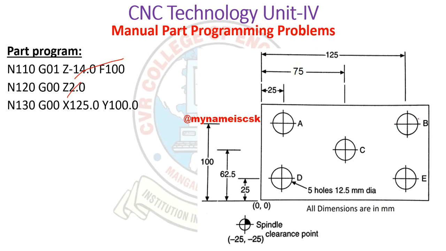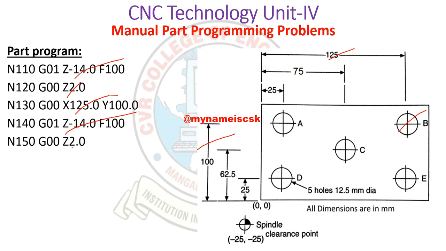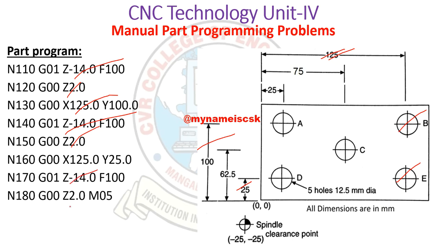Then it is going to B, where X is 25 and Y is 100. Then minus 14 and 2, which is common for all the things. Then it is going to E, where X is 125 and Y is 25. Then the same thing, minus 14 and 2.